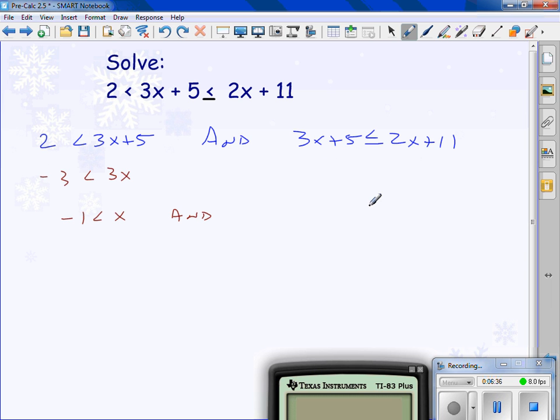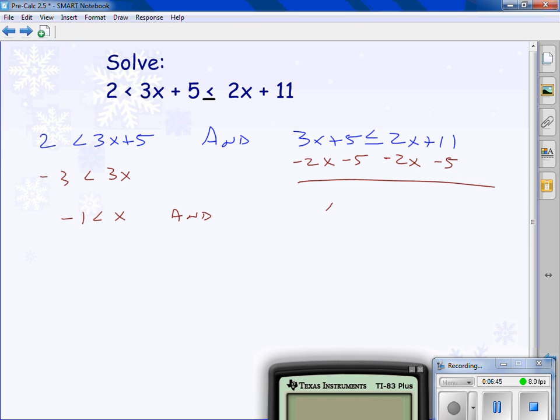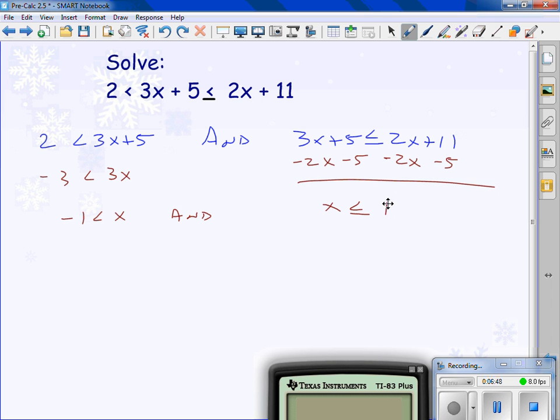All right, over here, subtract the 2x and subtract the 5. I have x is less than or equal to 6. I can put the and statement back together if I wanted, because this right here overlaps with this right here. It actually says negative 1 less than x less than or equal to 6. Writing it in interval notation. Smallest number, negative 1 comma 6, parenthesis, bracket. And that is your answer.